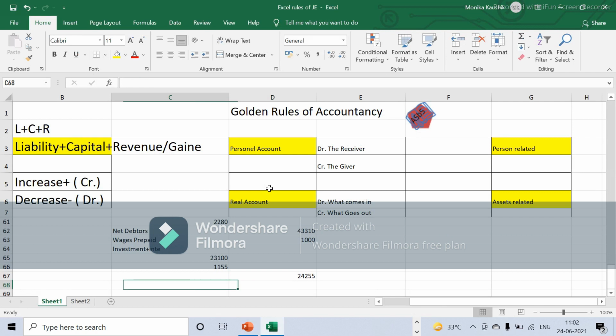Closing stock, if that is given in the adjustment entries, we will have to put it on the asset side also.